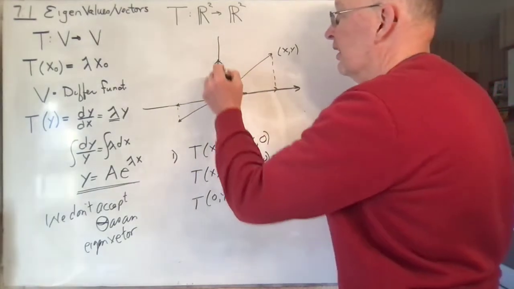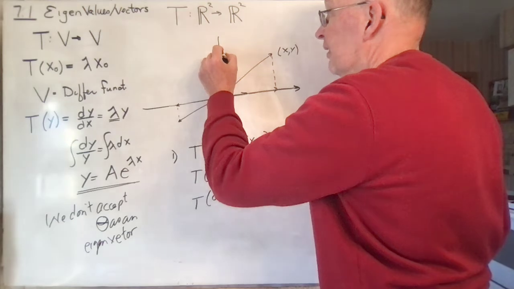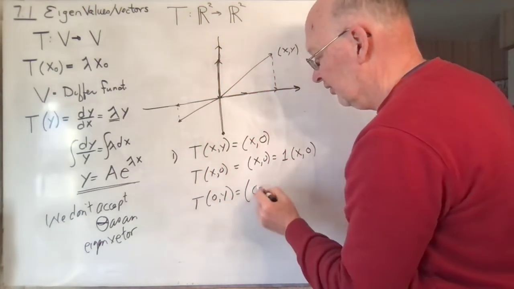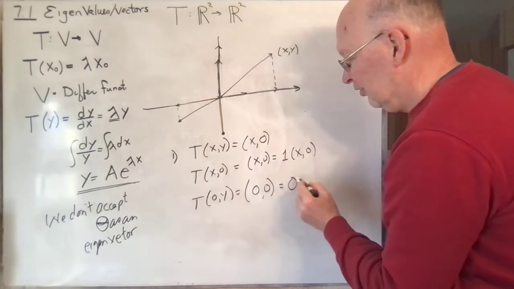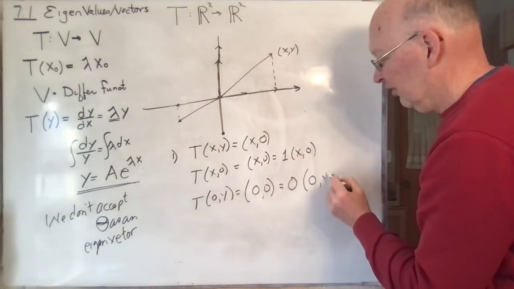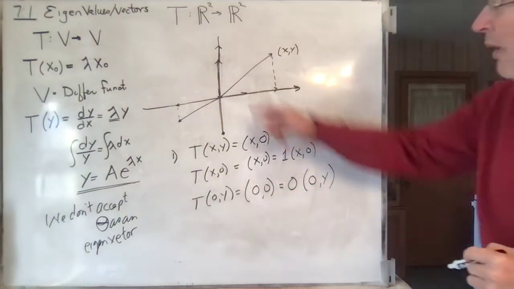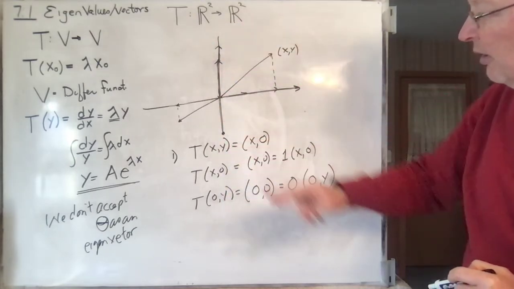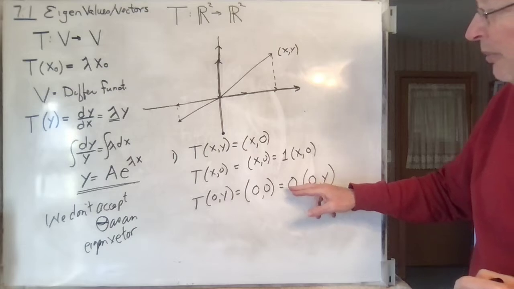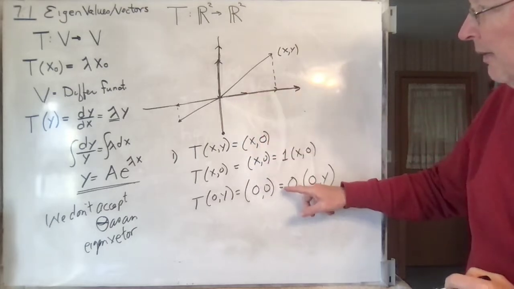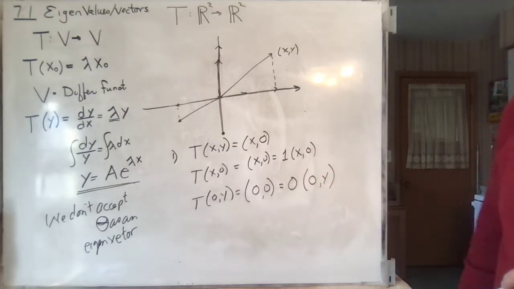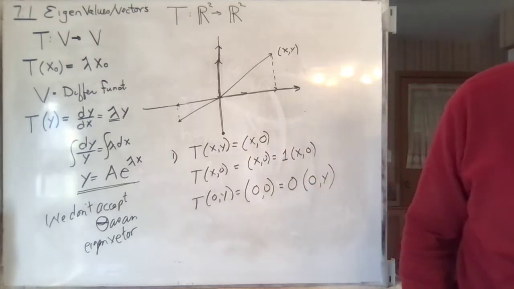And everything along here, what happens to everything here? It gets projected straight down. See that? It's going to get sent to 0, 0, which is just 0 times 0y. So everything along the y-axis is going to be an eigenvector where the eigenvalue is equal to 0. See that? So there's that one.